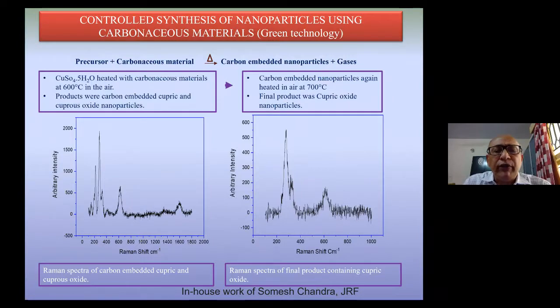The other student who joined only last year, Mr. Shomesh, is interested in controlled synthesis of nanoparticles using carbonaceous materials, and right now it is at a very early stage. He is even very secretive about the kind of carbonaceous material he is using to get these carbon embedded nanoparticles. So this is the kind of initial result he has got on this final product, which is cupric oxide nanoparticles. These are the Raman patterns of that. And further, he has to continue this work and understand the results better.